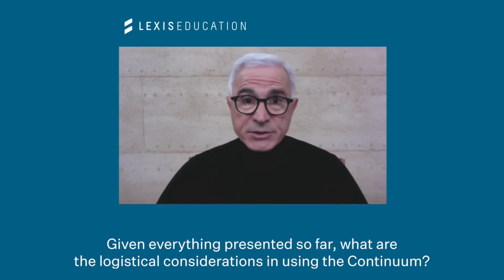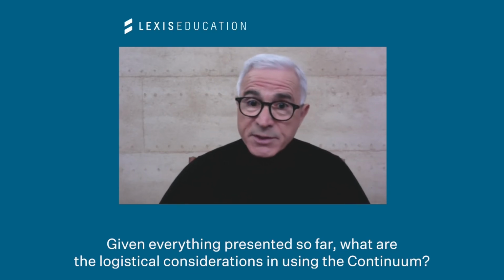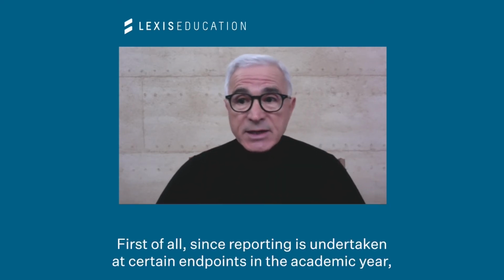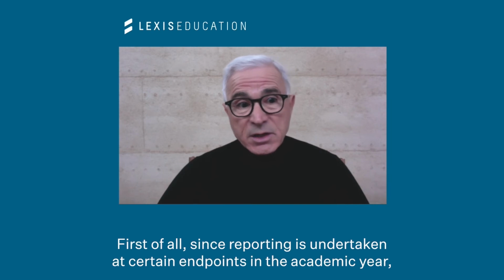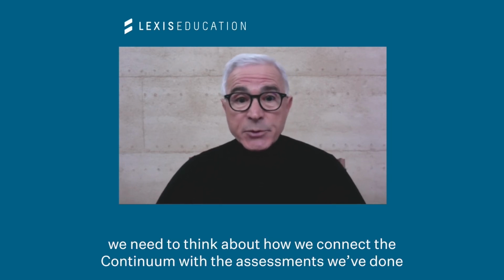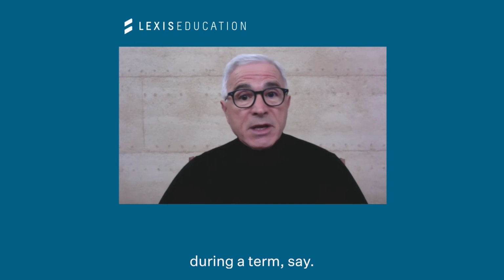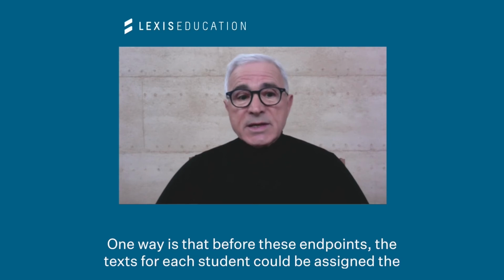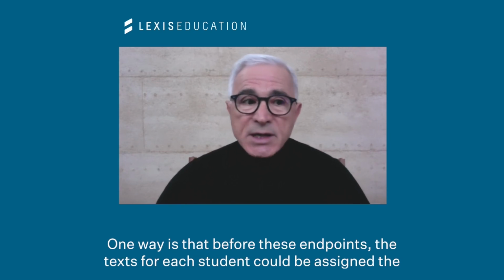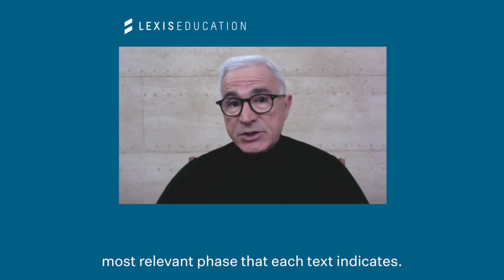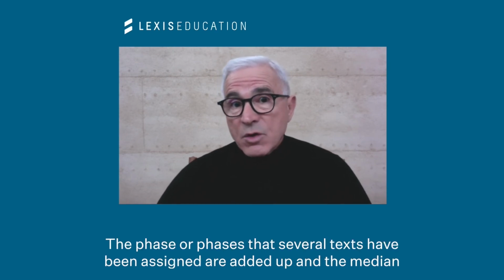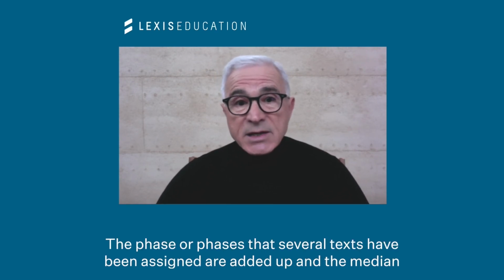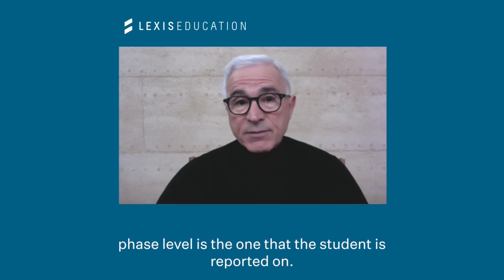Given everything presented so far, what are the logistical considerations in using the Continuum? First of all, since reporting is undertaken at certain endpoints in the academic year, we need to think about how we connect the Continuum with the assessments we've done during a term, say. There are 2 main options. One way is that before these endpoints, the text for each student could be assigned the most relevant phase that each text indicates. The phase or phases that several texts have been assigned are added up, and the median phase level is the one that the student is reported on.